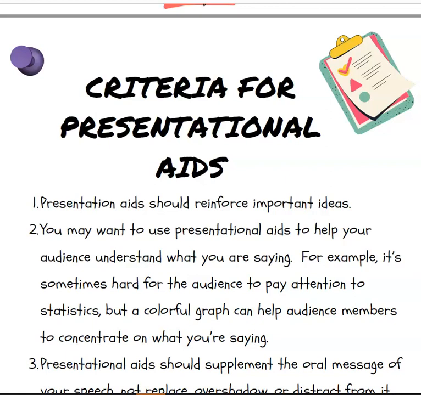Okay, now let's look at what are the criteria for preparing a good presentational aid. Number one, your presentational aid should only have important ideas, which means it should only reinforce the important ideas. Don't have paragraphs after paragraphs in your slide, especially in your slide, because then you would tend to actually read. So only put in important ideas that could reinforce the points that could help your audience to actually understand better.